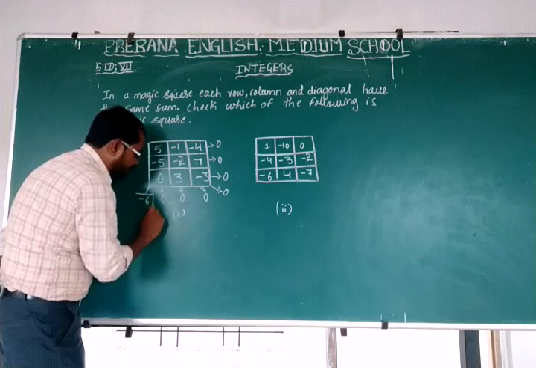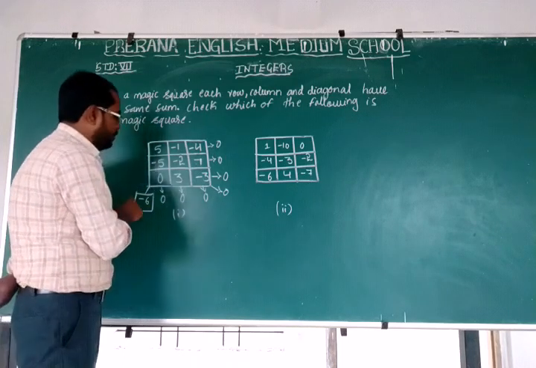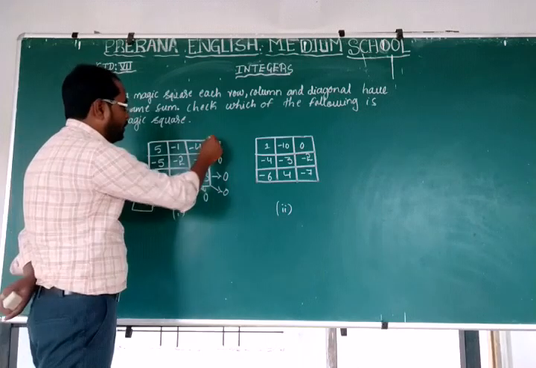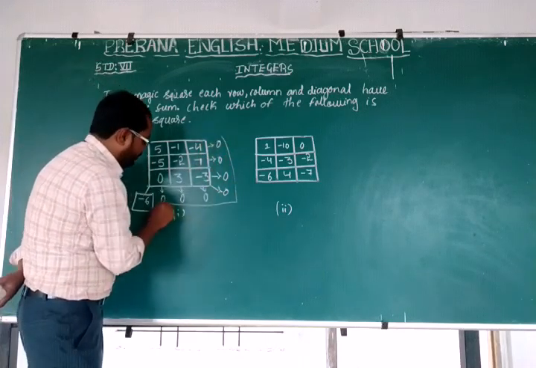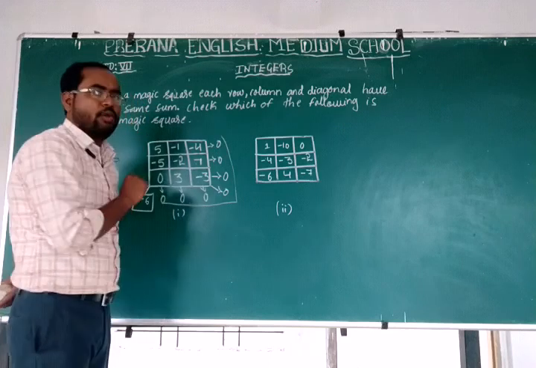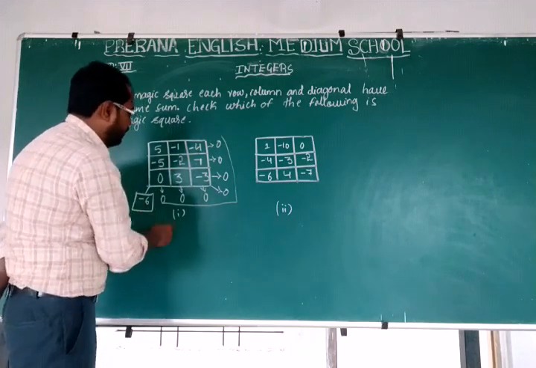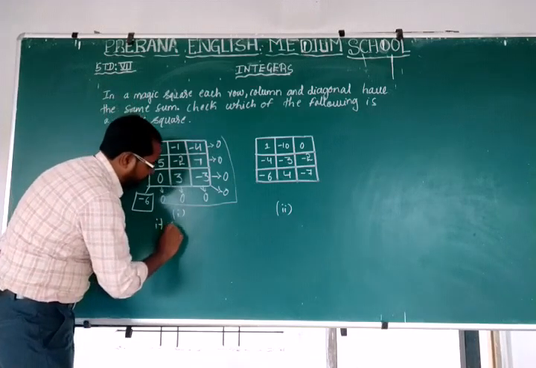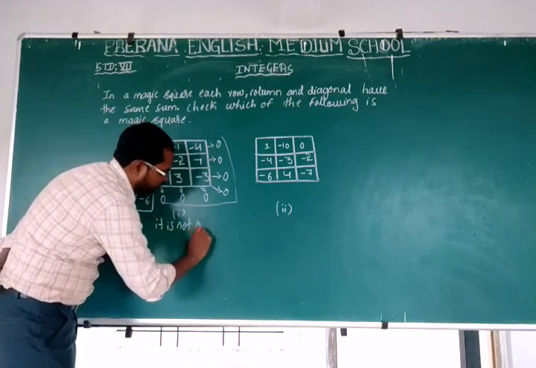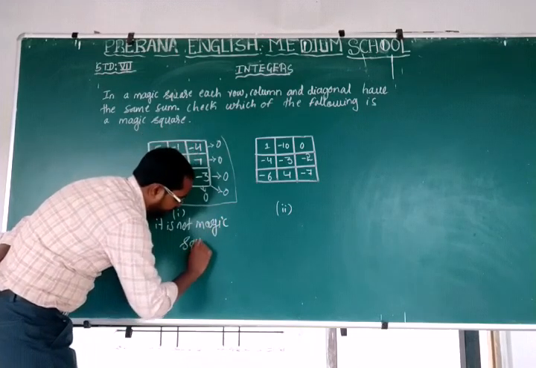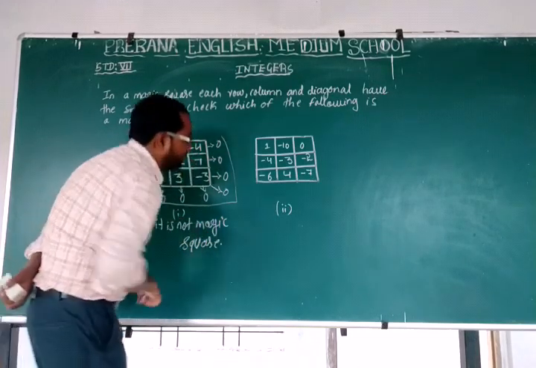From this you will come to a conclusion it is not a magic square, because everything has the sum 0, but one of the diagonals we got minus 6. Therefore it is not a magic square. So we will check the second one.